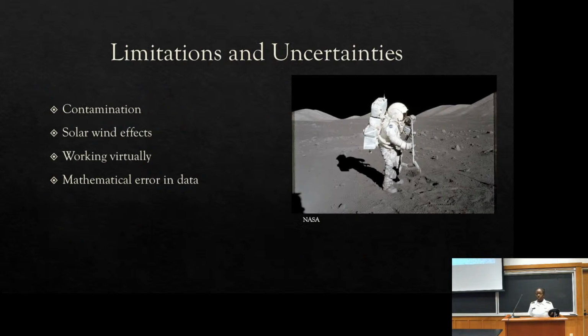So, limitations and uncertainties in this project. Some limitations we had: there was always a chance of contamination. This rock was not sealed up like the rocks we'll receive in the near future from NASA. There was also a chance of it being affected by solar wind effects, which could also play a part in the rocks changing composition. And also just the limitations of working virtually.